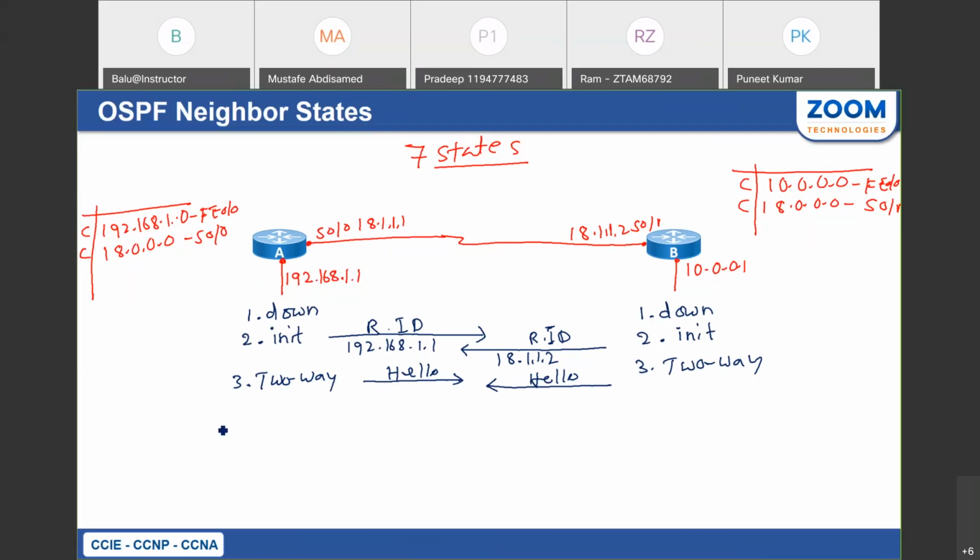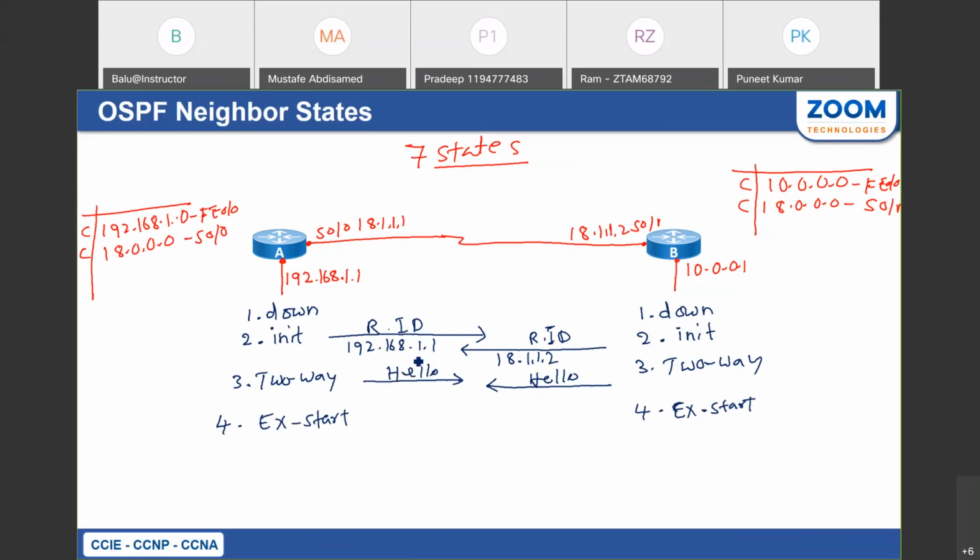That state we call exchange start, but not exchanging here. Exchange is being started, deciding to exchange. That state we call ExStart, meaning exchange start, state number 4. So finally, which router will exchange first? The router which has the highest router ID will become the master router, and all remaining are slave routers.